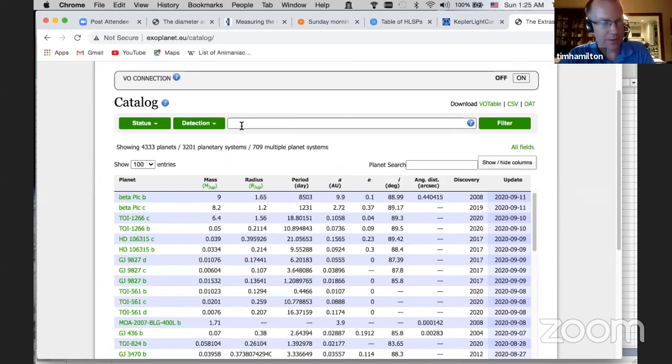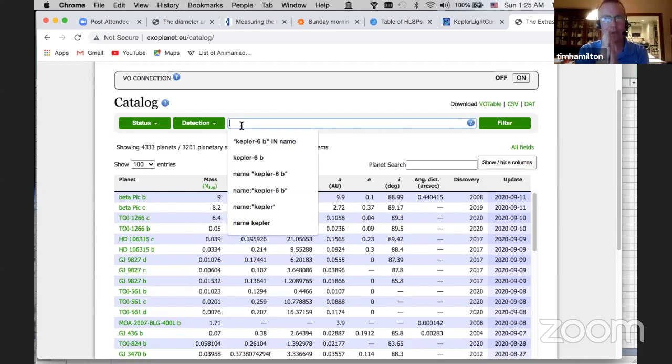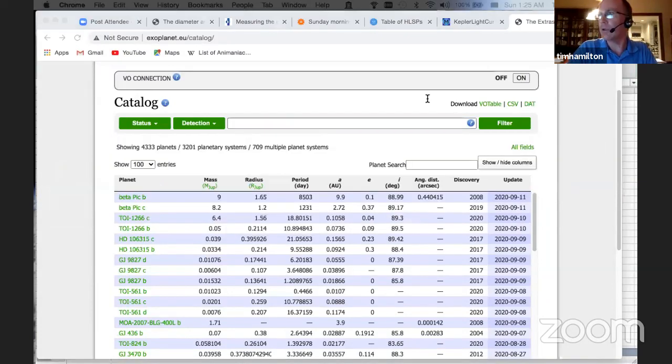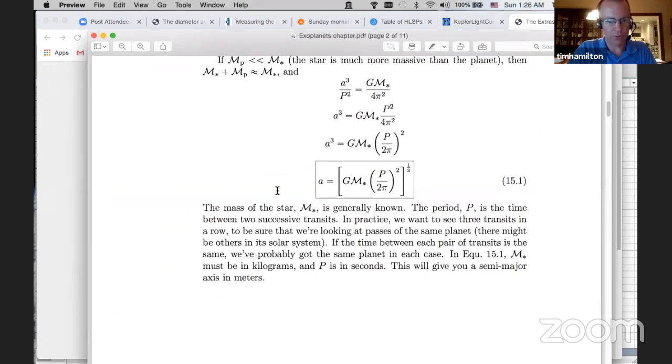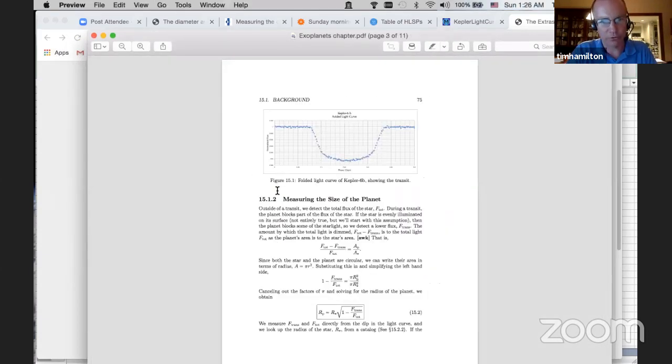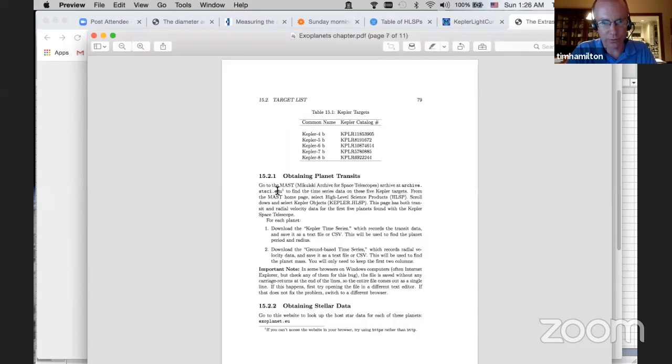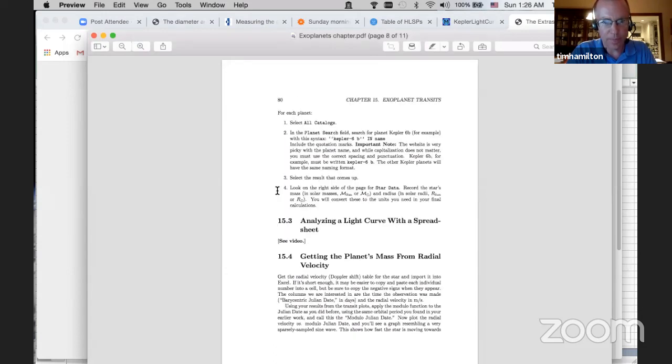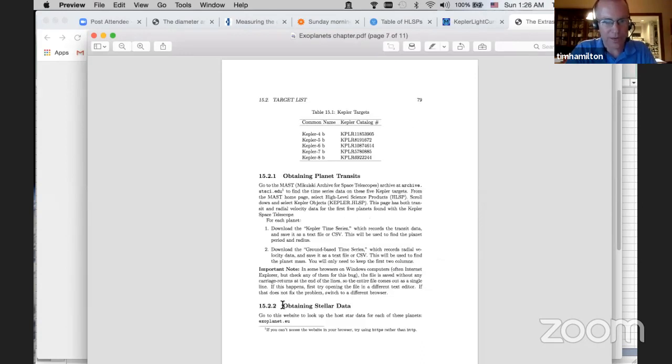So we need to search for the name. Now, the text that I have gotten you, that chapter, tells you how to search for the title. So in case you miss what I'm doing here, unfortunately I do the search at the end of the chapter. So we're going to scroll down to the 8th page. Let's see here, obtaining stellar data, section 15.2.2. And it tells you the link there. You can even click on it from the PDF.